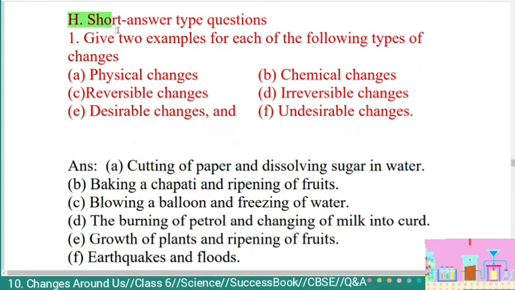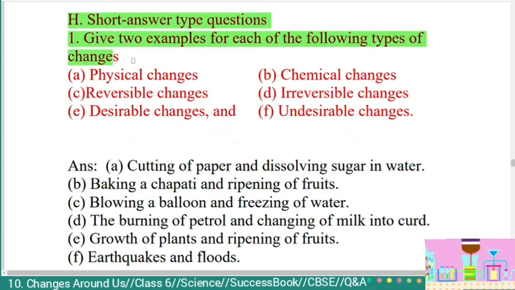Now, next main H, short answer type questions. First question, give two examples for each of the following types of changes. First one is a physical change. Physical changes are cutting of paper and dissolving sugar in water. B, chemical changes. Baking a chapati and ripening of fruits. These are examples of chemical changes. C, reversible changes. Blowing a balloon and freezing of water. So both are reversible changes.